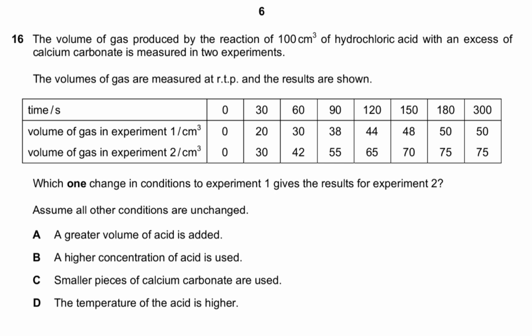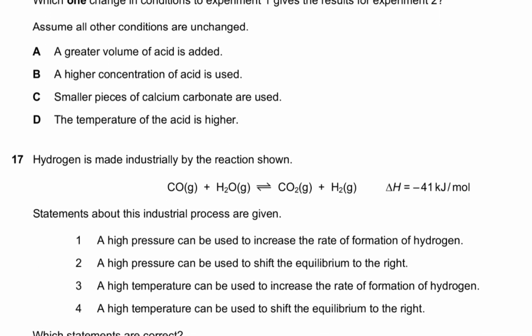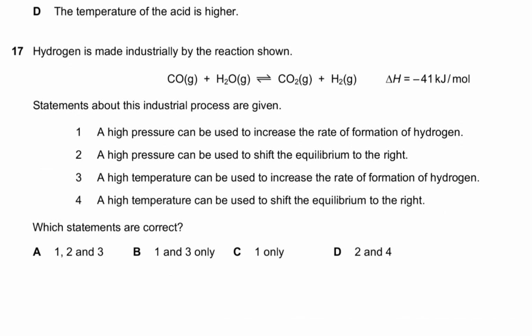A greater volume of acid is added, we added more volume of acid, so this happened. Higher concentration of acid, then this happened. Smaller pieces of calcium carbonate are added, then it happens, and the temperature of the acid is higher. So the best option here is the higher concentration of acid is used. B option is the correct one because when you're adding more hydrogen ion concentration, the gas released will obviously be more.